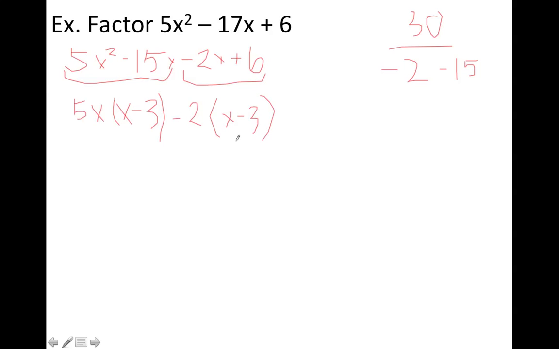Now if you notice, both of our parentheses are the same. This is what our goal was. So to make our two parentheses, your first one, you take your numbers out front of your common parenthesis and make that into 1. And then take your common parenthesis and bring one of them down. So we have x minus 3. And that is your factored form of that quadratic equation there. 5x minus 2 and x minus 3.